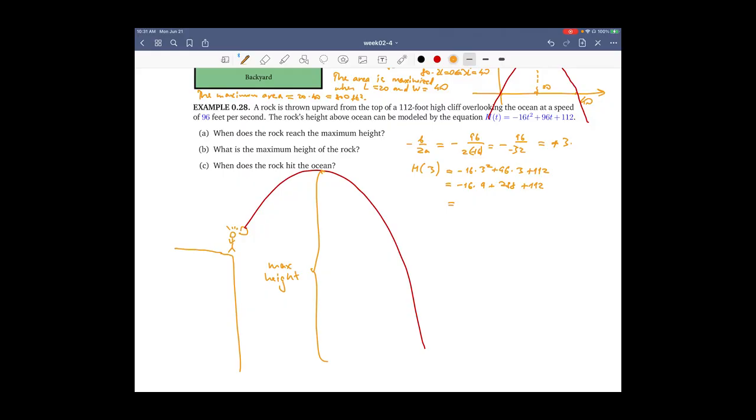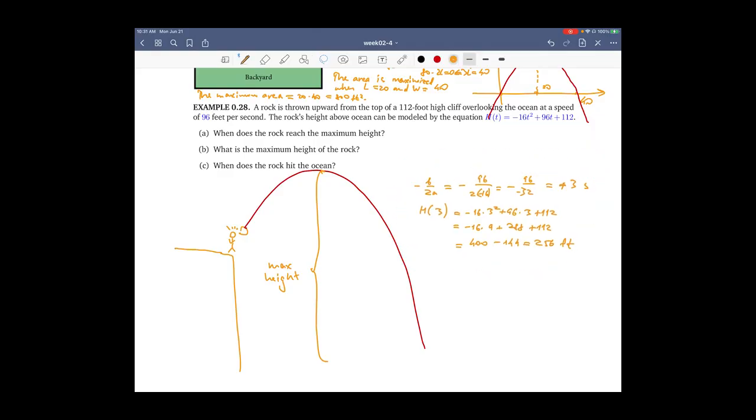Negative 144 plus 288 plus 112, that is 256. By the way, what are the units? The x-coordinate here is time, so that is 3 seconds, and 256 is in feet. So that answers questions A and B.